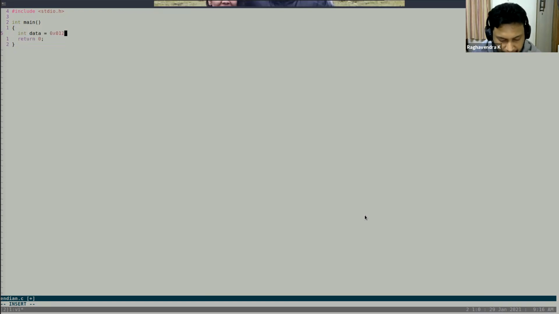So we'll take the same example that we took here, and then I use a character pointer to get the data. So there are 4 bytes here, right? So I go from 4 bytes.